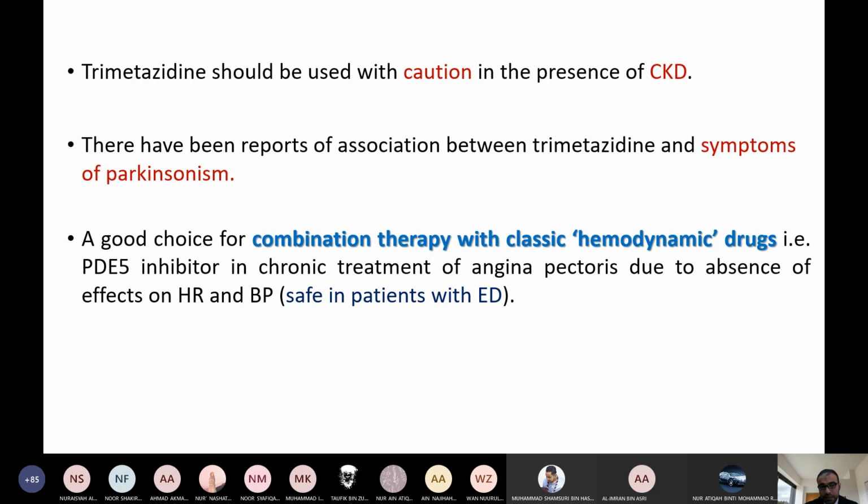Of course, it is a good choice as a combination therapy with classical hemodynamic drugs. We can see here it has no effect on the hemodynamics, so as a combination therapy with other agents that are effective on hemodynamics, this will be a good combination, like nitrates, for example, and other vasodilators.